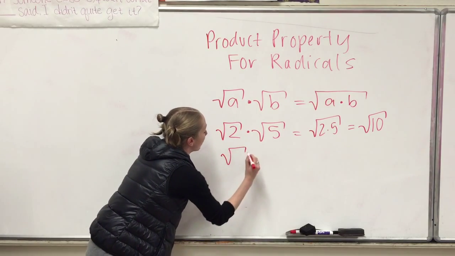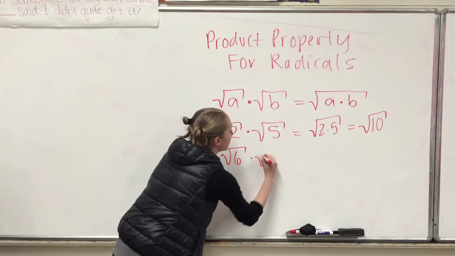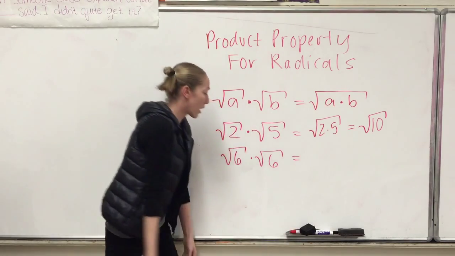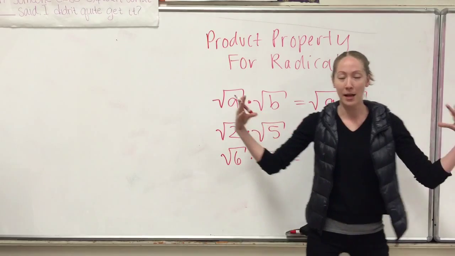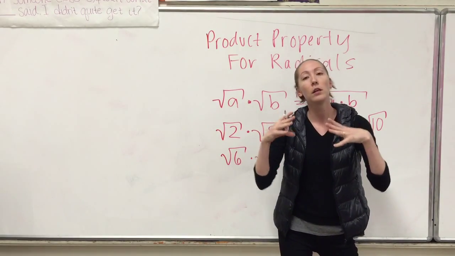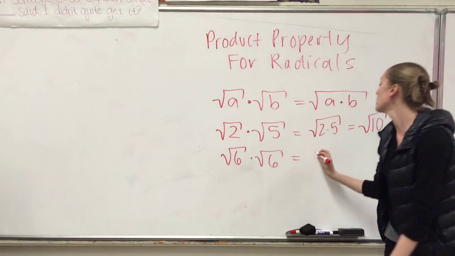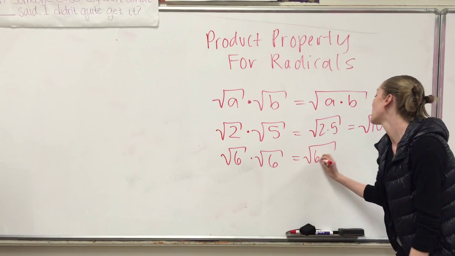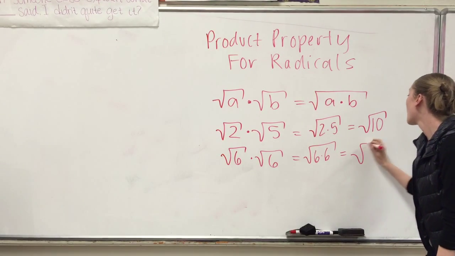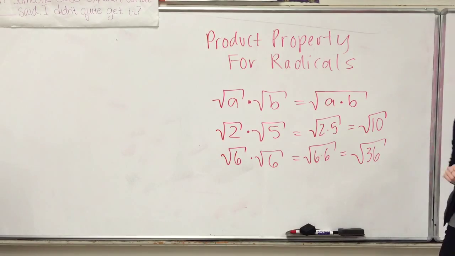Let's say that we have the square root of 6 times the square root of 6. Using our product property, we can go ahead and combine them underneath the same radical. Let's go ahead and do that and see what number it creates. Be consistent, show my in-between step. And that delivers the square root of 36.